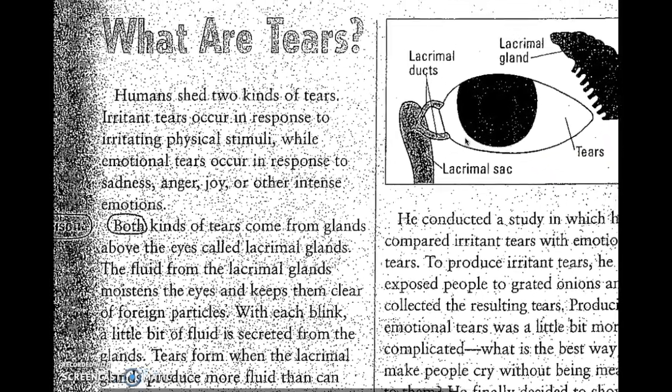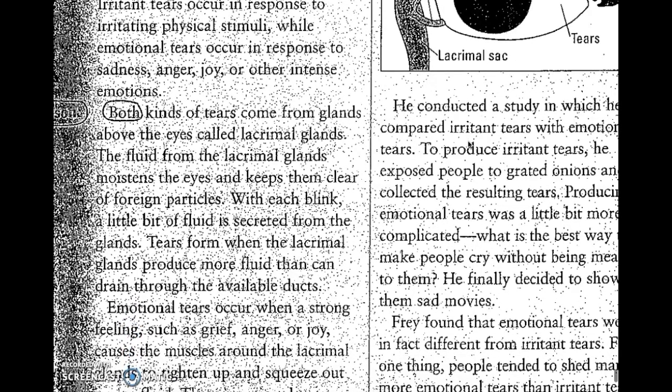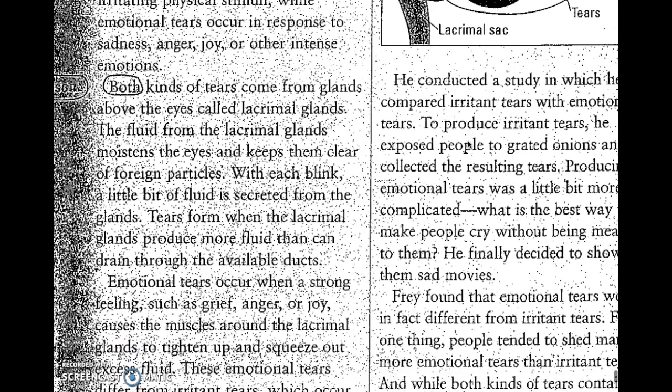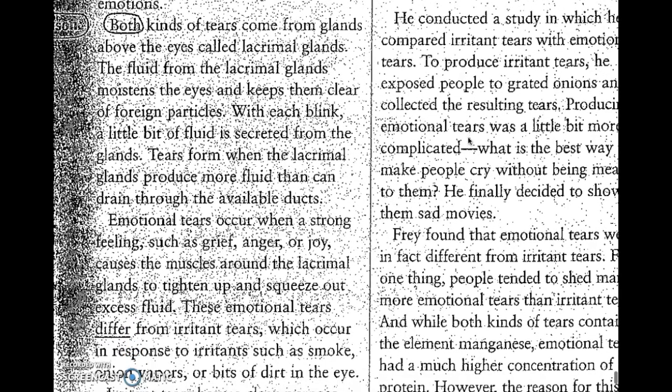What Are Tears? is our article. Humans shed two kinds of tears. Irritant tears occur in response to irritating physical stimuli, while emotional tears occur in response to sadness, anger, joy, and other intense emotions. Both kinds of tears come from glands above the eye called lacrimal glands. The fluid from the lacrimal glands moistens the eyes and keeps them clear of foreign particles. With each blink, a little bit of fluid is secreted from the glands. Tears form when the lacrimal glands produce more fluid than can drain through the available ducts.